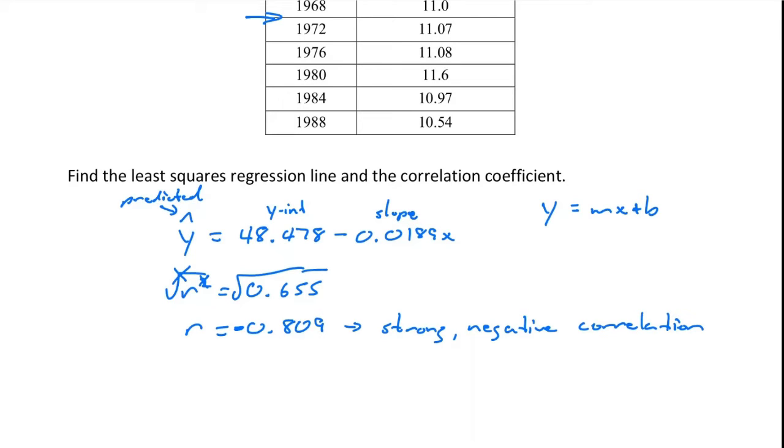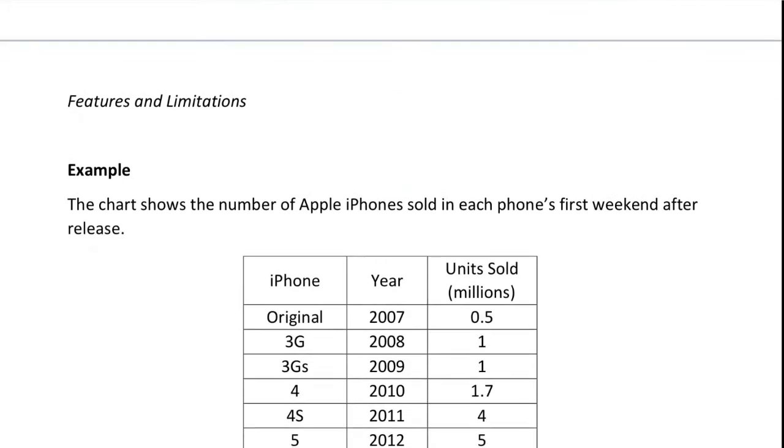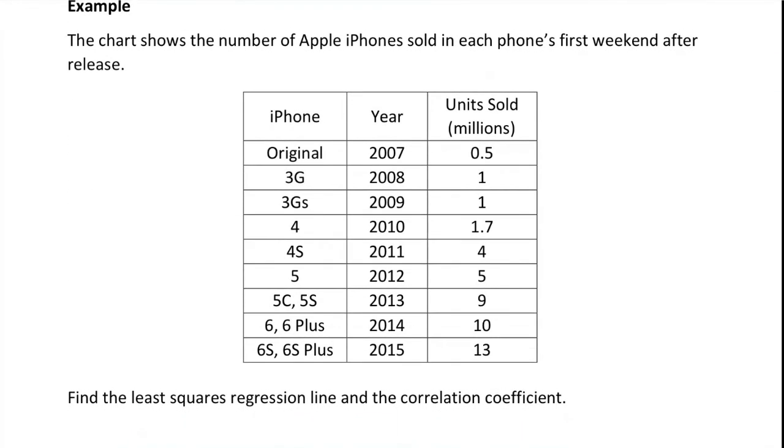We are going to go through one more example like this, just to get this method down, just to make sure we've got it. And so we're going to look at Apple iPhones sold in millions in the phone's first weekend after release. All right. So we've got from 2007 to 2015, we've got the units sold in millions for each of the iPhones that was issued in each of those years. All right, so we're going to find the regression line for this and the correlation coefficient.